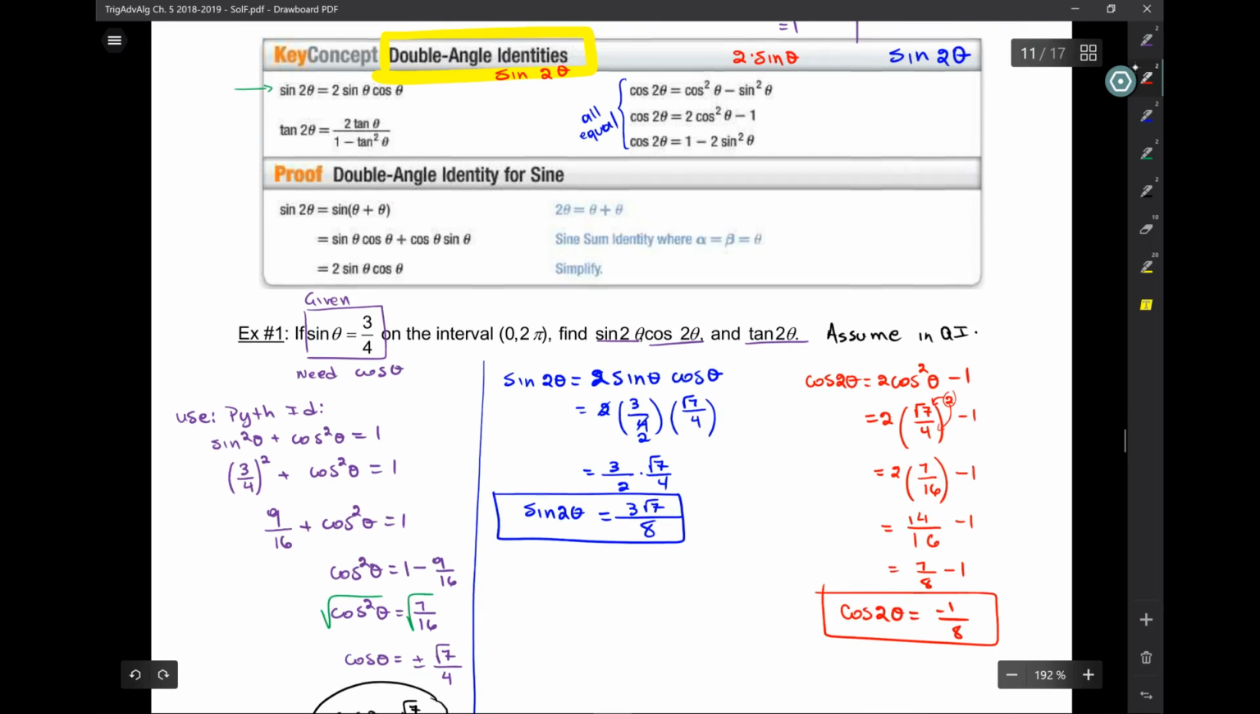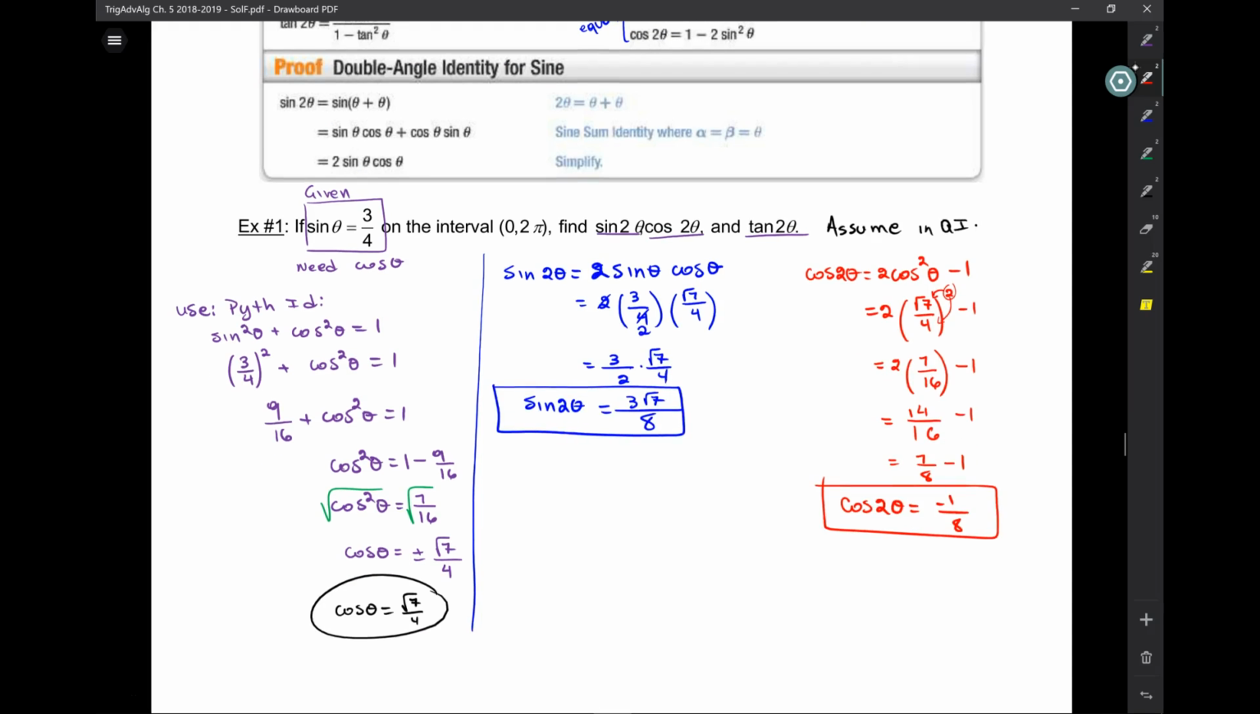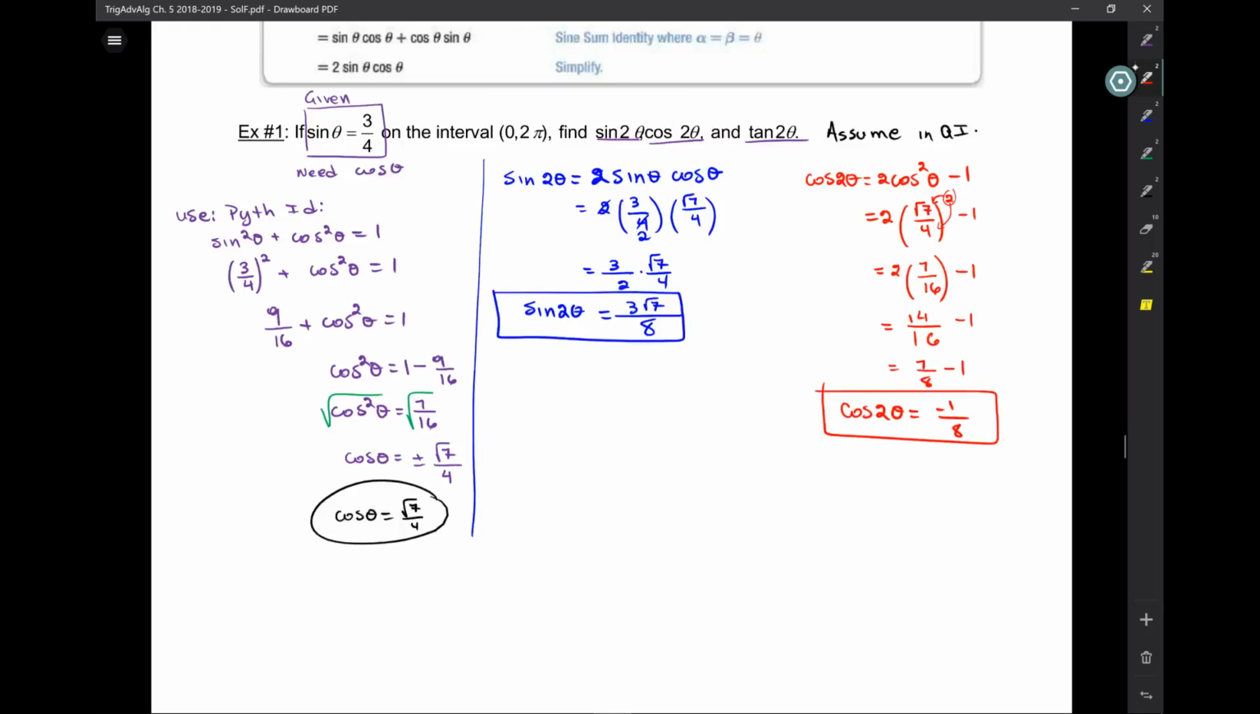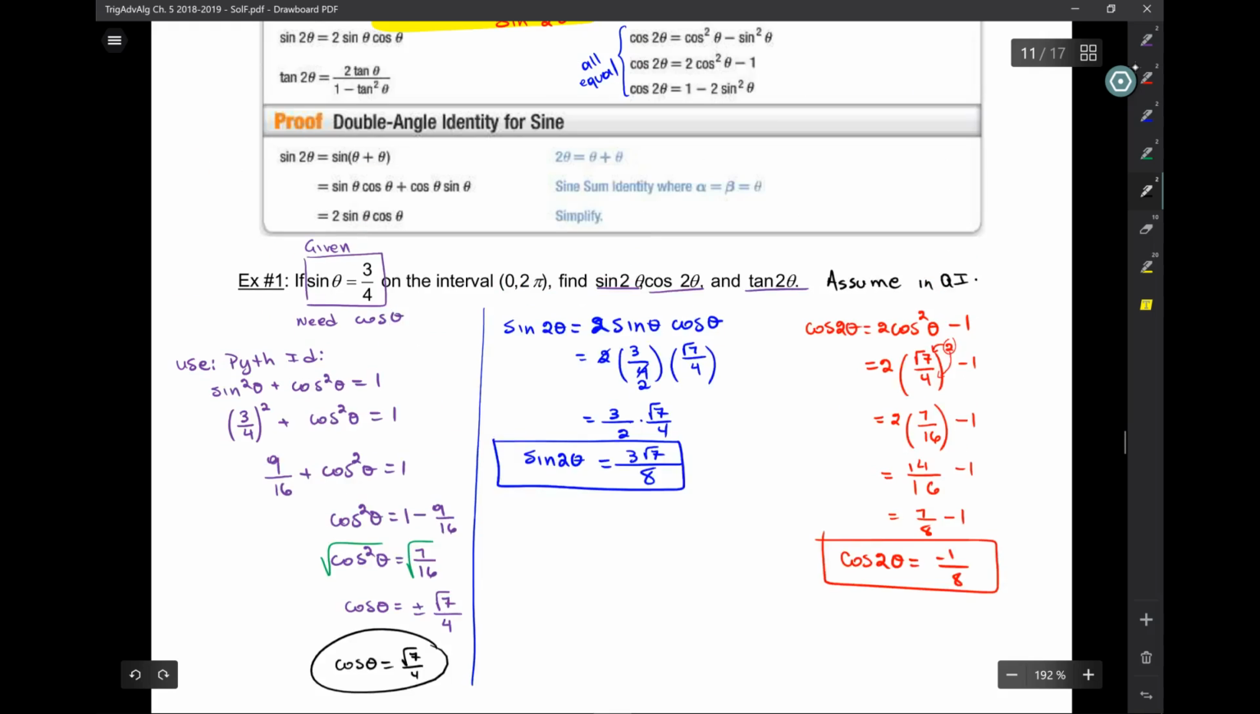Okay, that much was fun. Now what about the tangent? Check out the formula for the tangent. That doesn't look like it's too much fun. Do we know another way to relate sine and cosine and tangent? Sine over cosine is tangent, right? Sine theta over cosine theta is tangent theta. Sine 2 theta over cosine 2 theta is tangent 2 theta. So I can use that for tangent.